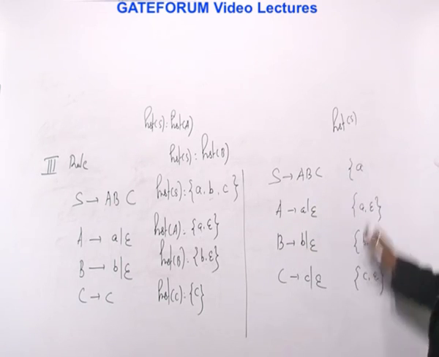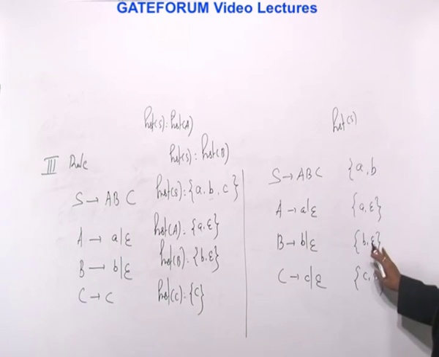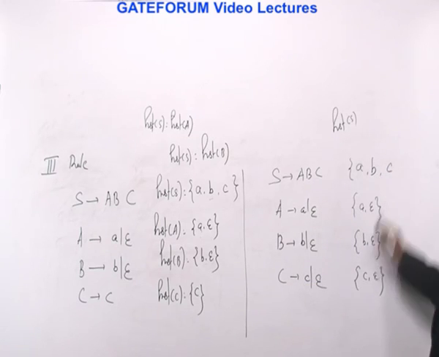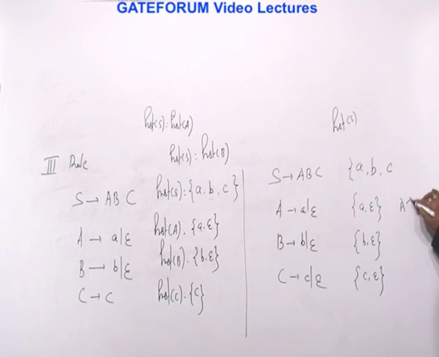First of B is B. Include the symbol. If it is epsilon, go to the next symbol. First of C is C, and C is also deriving epsilon. Now you understand, A derives epsilon, B derives epsilon, and then C also derives epsilon. If all three are deriving epsilon, then only include the epsilon production.